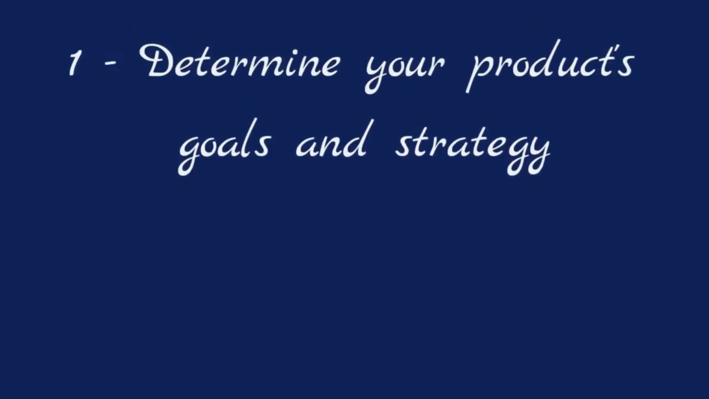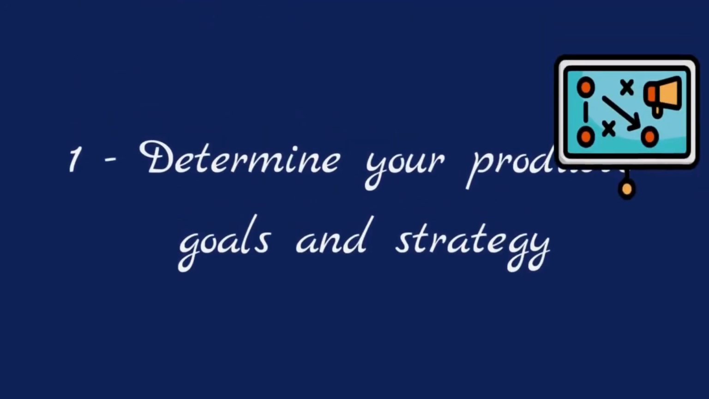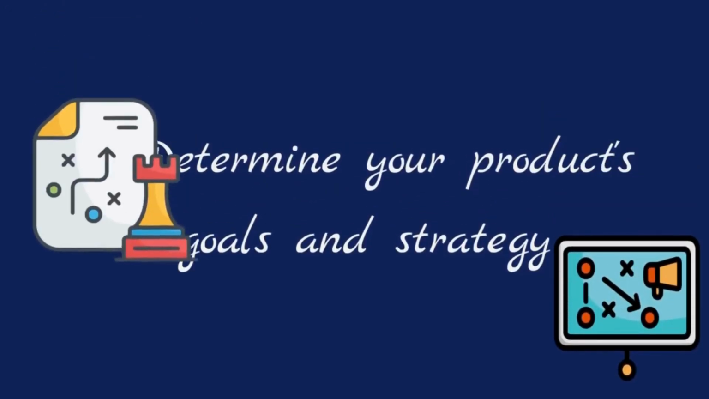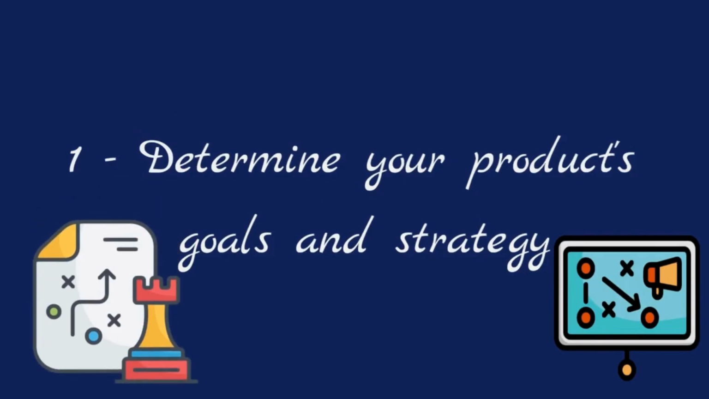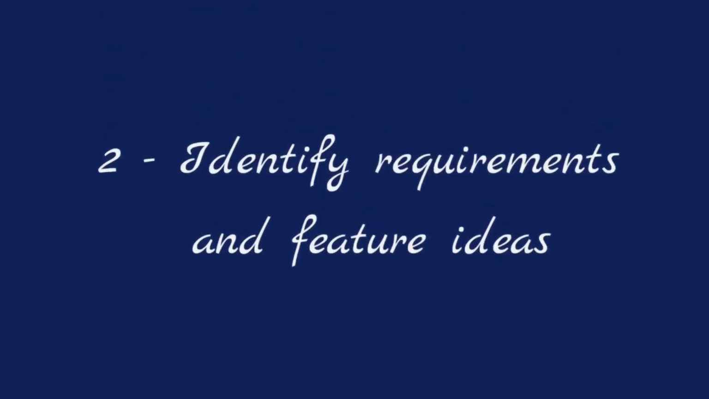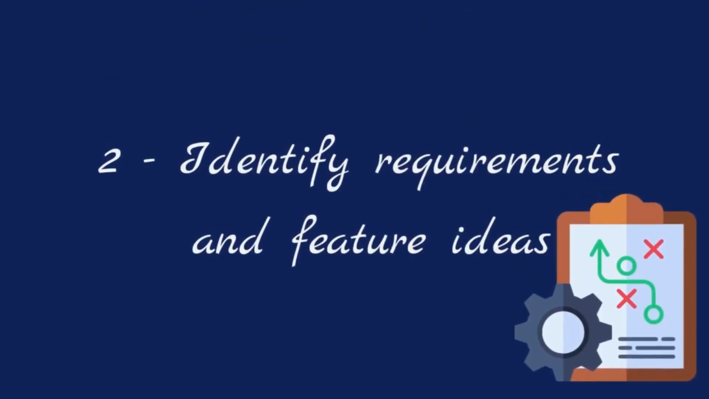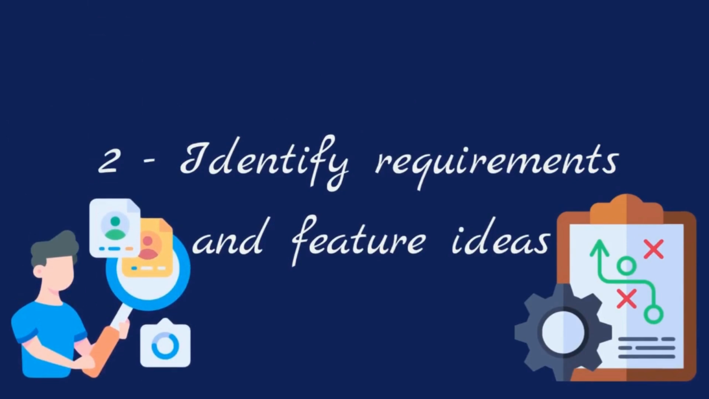Step 1. Determine your product's goal and strategy. Your product's goals must be aligned with the overall business strategy. Prioritizing tasks will be easier if you understand the objectives. Step 2. Identify requirements and feature ideas. Obtain input from a variety of sources such as user feedback, market research, customer support, sales teams, and internal stakeholders. All requirements and features should be identified and documented.